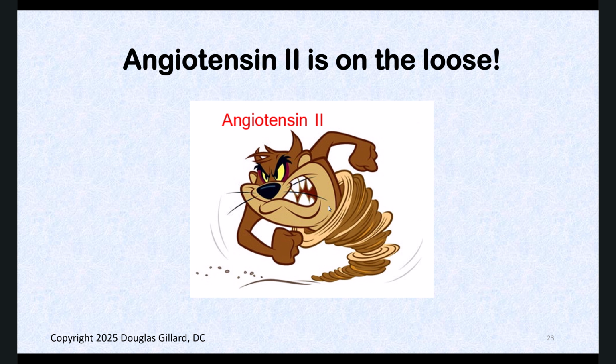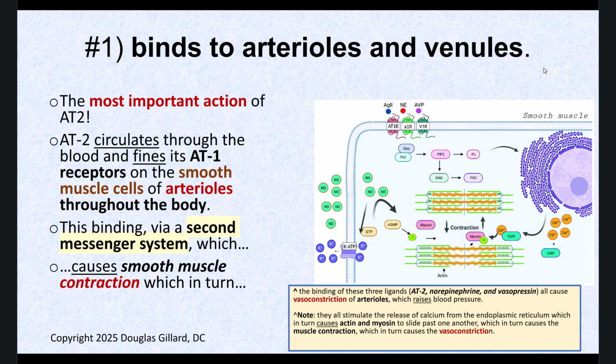Got it? Great. Angiotensin 2, let's talk him over. He's on the loose now. And I cut all the kidney stuff out because we talked about that last week. So let's just get to what angiotensin 2 does. Number 1, it causes vasoconstriction of arterioles all over the body. Venules a tiny bit, but that's an insignificant function. It binds to arterioles throughout the body. This is the most important action of angiotensin 2, guarantee I'm going to test you on that.